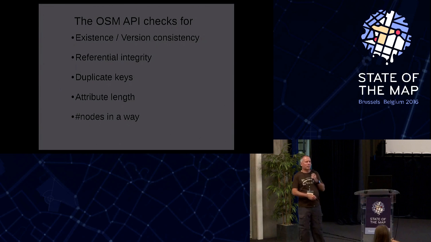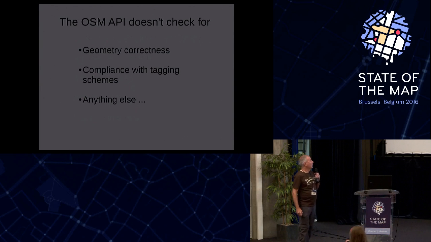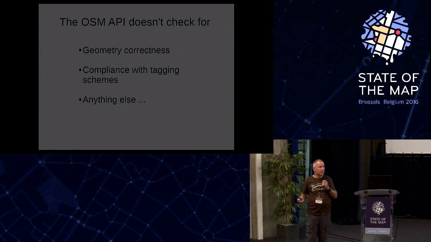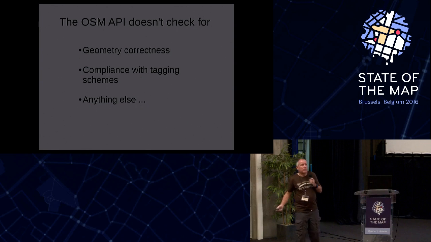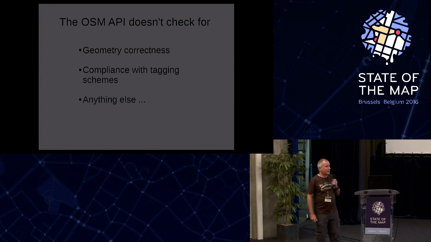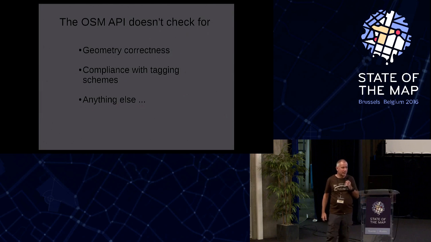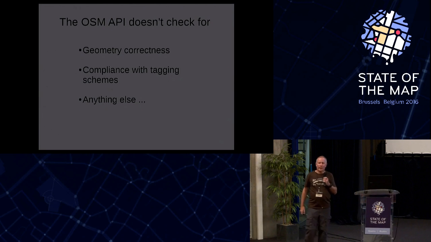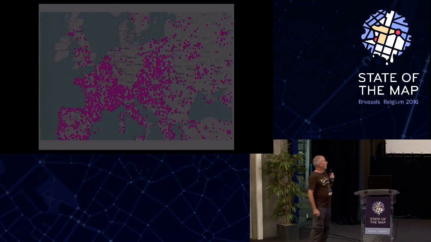Most people don't know that, but you can actually have a maximum of 2,000 nodes in a way in OpenStreetMap. So it checks that as well. What it doesn't check is if the stuff that you're uploading actually has a correct geometry. For example, you don't have self-intersecting ways. It doesn't check for compliance with tagging schemes. It has actually no idea that there are tagging schemes. And it doesn't really check anything else, which explains why stuff like this is possible.